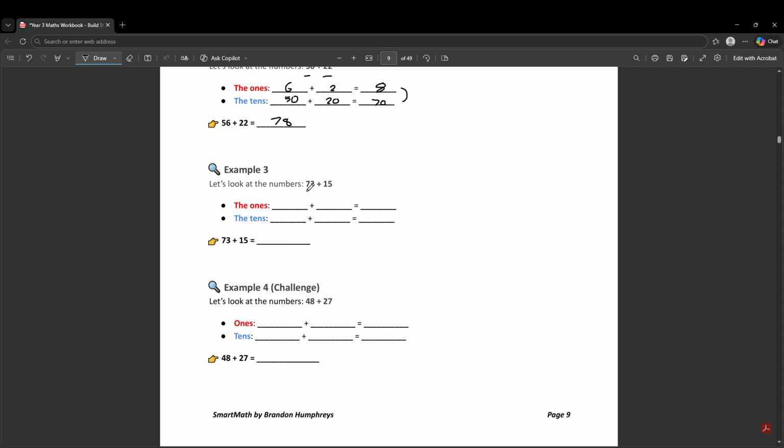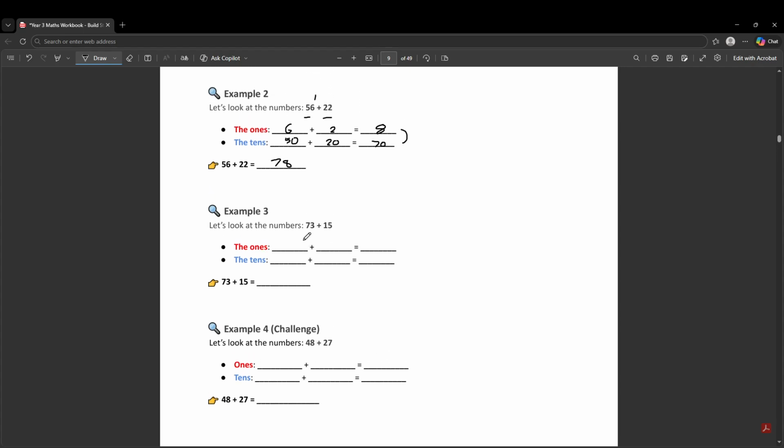Next example, same concept again with different numbers. So in the ones we'll have a 3 and a 5, and this will give us 8. So now the tens, we'll have 7, which gives us 70, and a 1, which gives us 10. And this gives us 80. So now from this, we have our answer is 88.